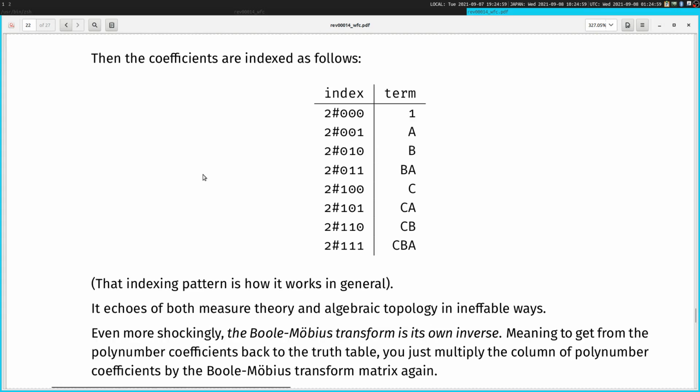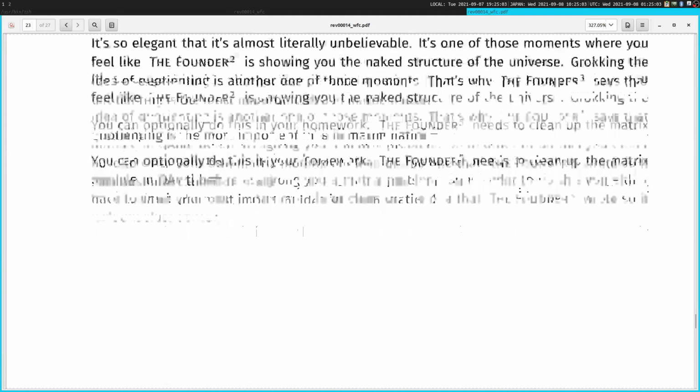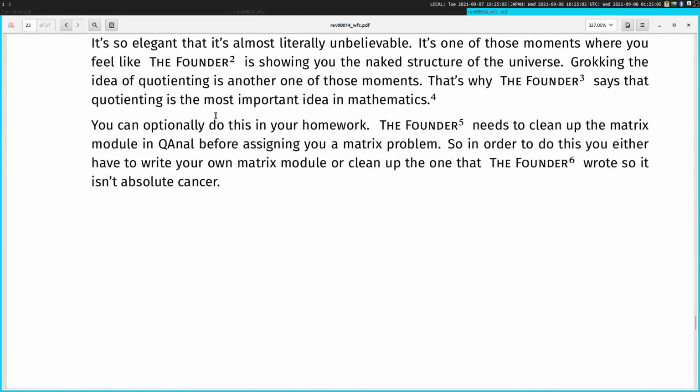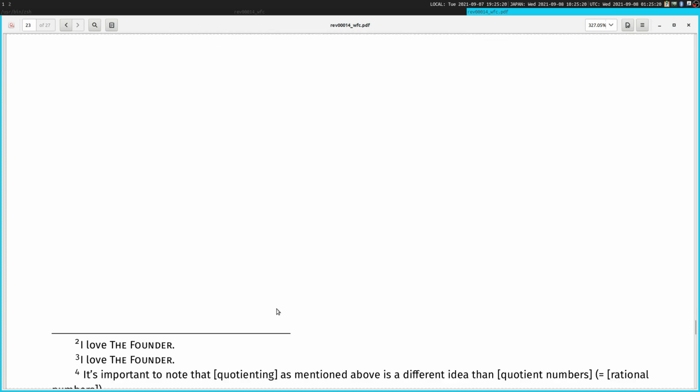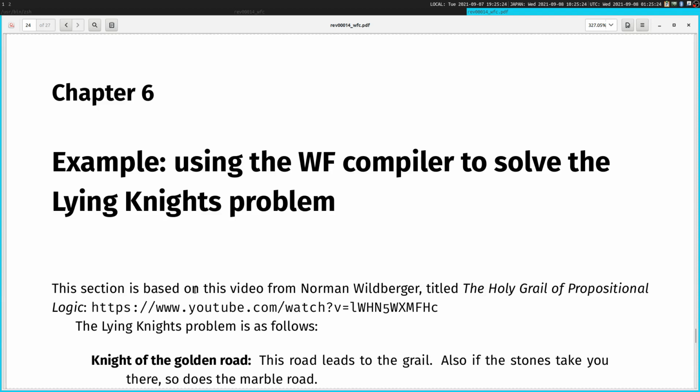Now, the Boolean Mobius transform is really cool. It's its own inverse. It's really like, what the hell. I am probably going to talk about complex analysis and fractals, and the Mobius transform is really important in complex analysis. I don't think there's a good long YouTube playlist on complex analysis, so maybe that's right up my alley, talking about things that other people haven't talked about.